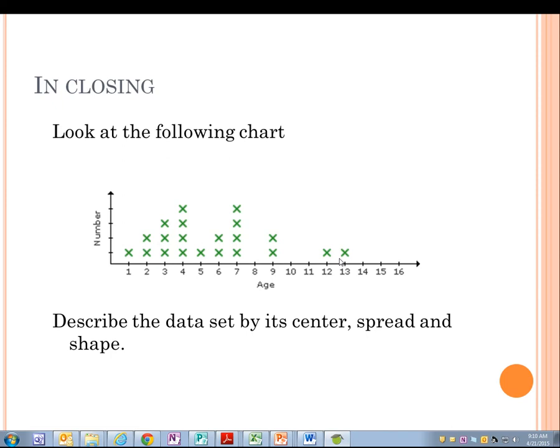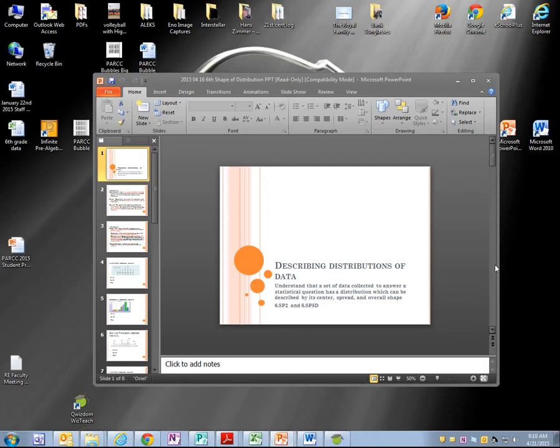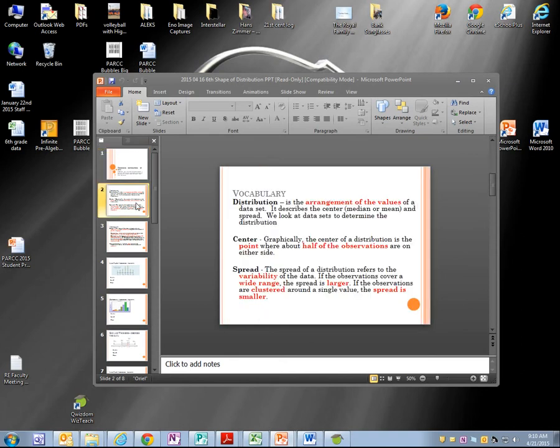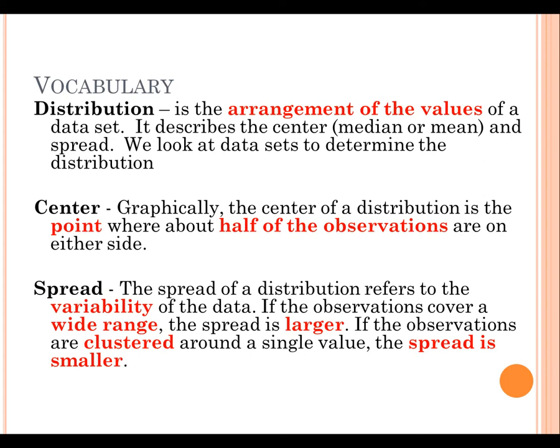Let's look back at what the center is. Graphically, the center of the distribution is the point where about half the observations are on either side of that. Okay? And the spread is whether the data cover a wide range or are clustered. Okay?